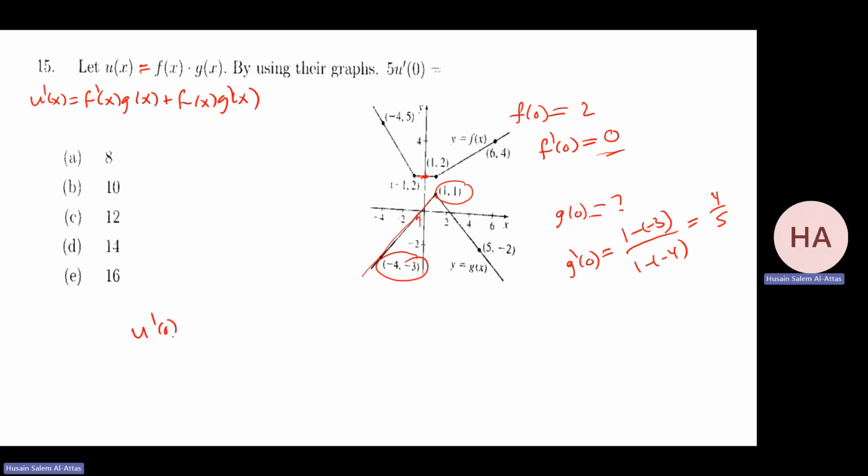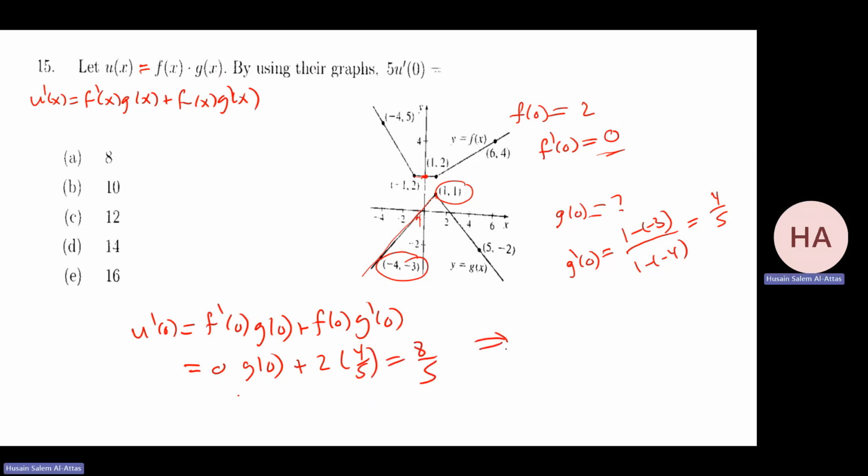U prime at 0 will be f prime at 0, g at 0, plus f at 0, g prime at 0. F prime at 0 is 0. G at 0 is a number. I don't know what it is, since it will be 0. So because of that, I don't care. It's 1 half. Who cares? F at 0 is 2. G prime at 0, 4 over 5. So it will be 8 over 5. So 5 U prime at 0 will be what? 5 times 8 over 5, which is 8. So this is the answer.